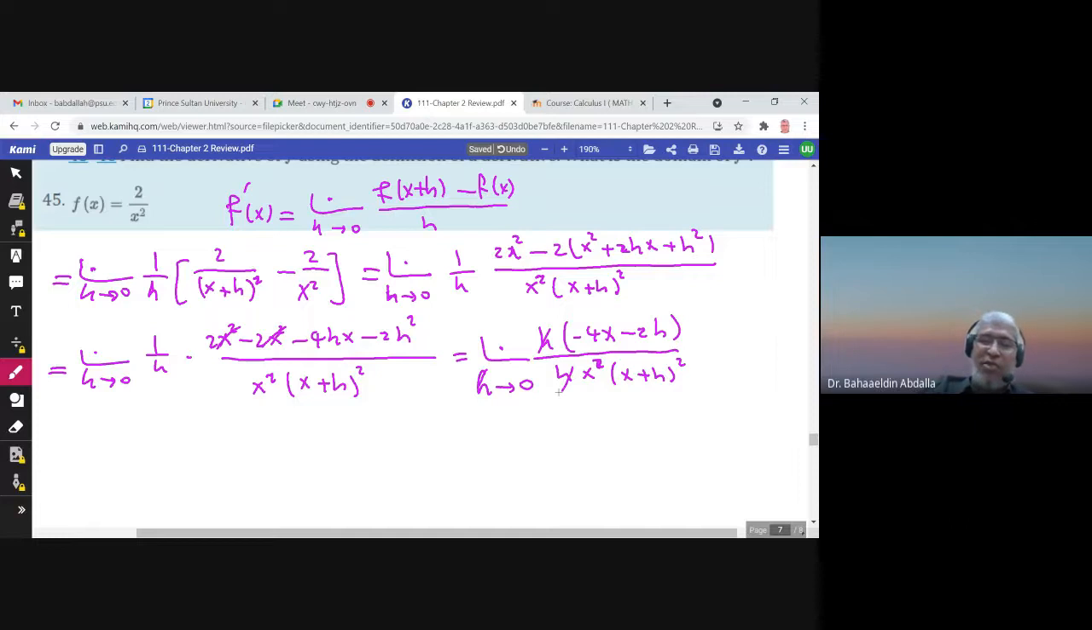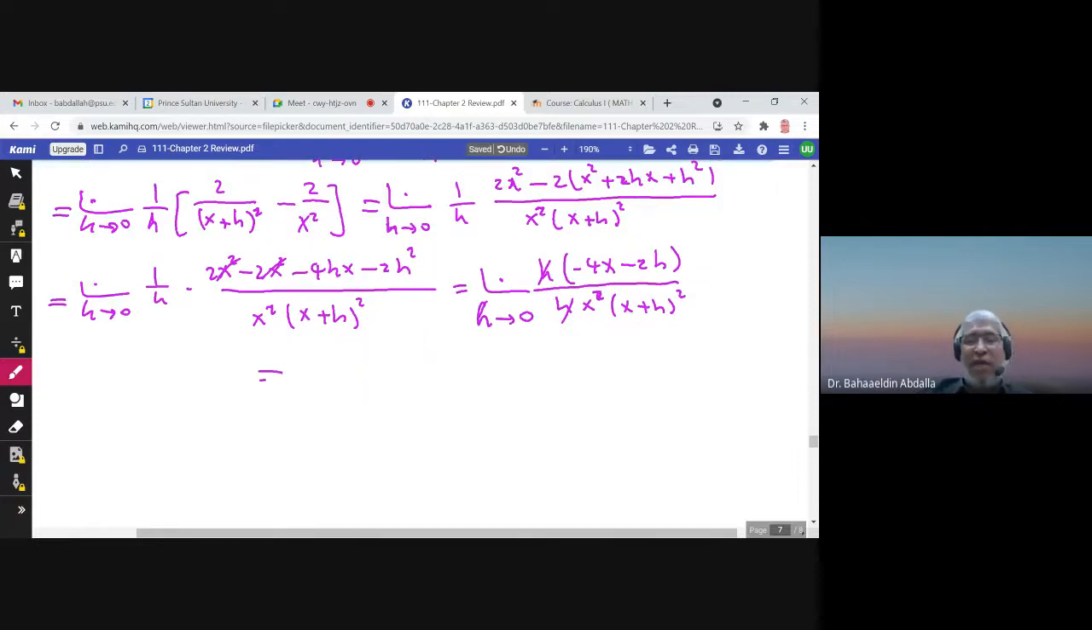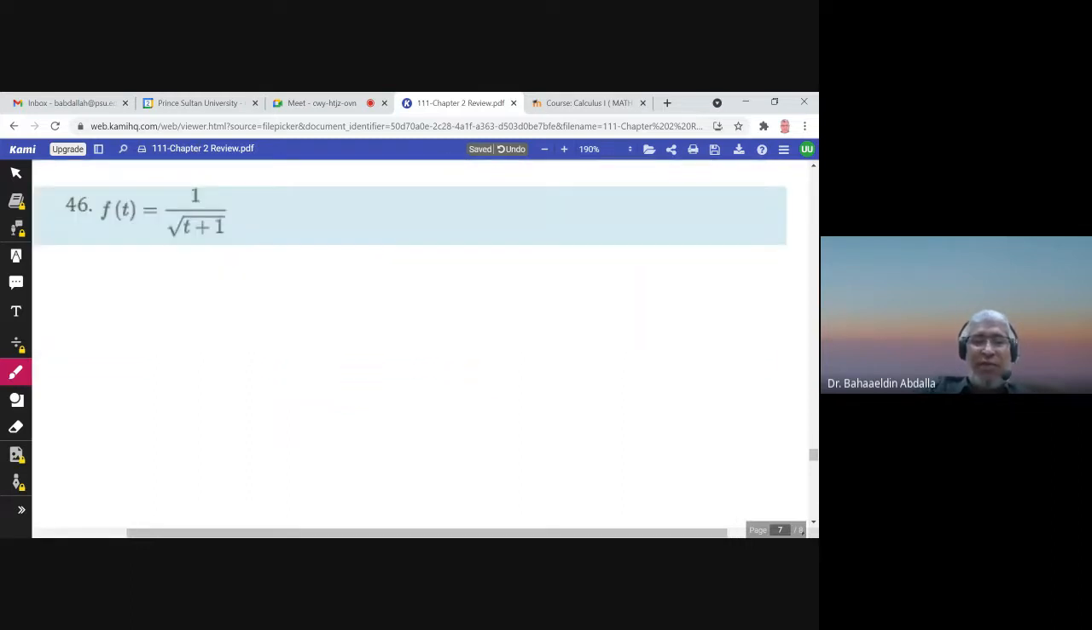h can be cancelled with h. And finally, I can replace h by 0. So I'll have negative 4x in the numerator. This will go. And here, h is 0, so I'll have x squared times x squared, which is x to the power 4. x to the power 4 minus 1, because you subtract the powers, you have x to the power 3. So that's the answer. That's the derivative.